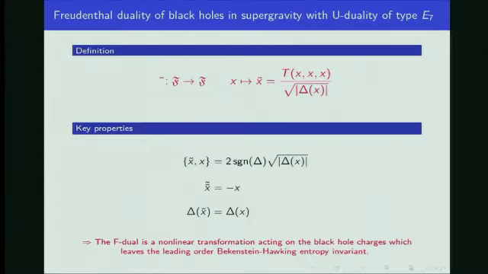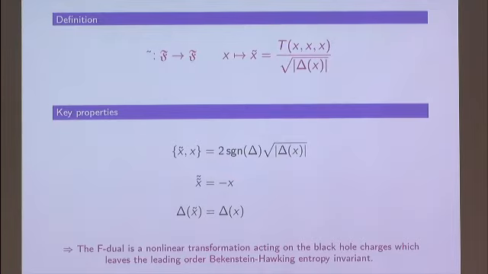So what do I mean by Freudenthal duality? Well, you remember we had a quartic form, we had a triple product, and we're going to define the Freudenthal dual of a black hole with charges x to be a black hole with charges x tilde, where x tilde is the triple product divided by the square root of the quartic norm. So it's a nonlinear transformation.